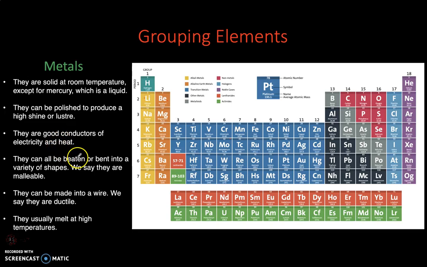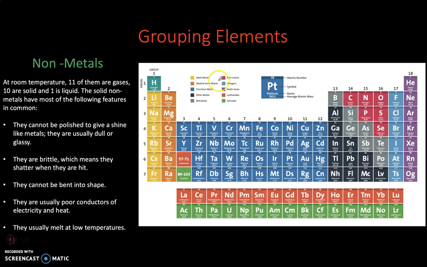They can all be beaten or bent into a variety of shapes. We say they are malleable. They can be made into a wire, and we can say this as being ductile. And they usually melt at high temperatures, with a couple of exceptions like mercury or gallium as another one.